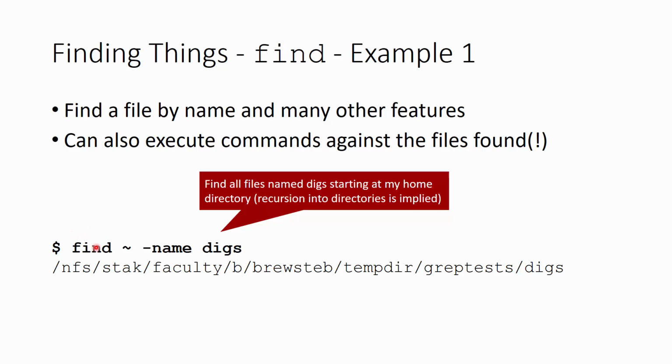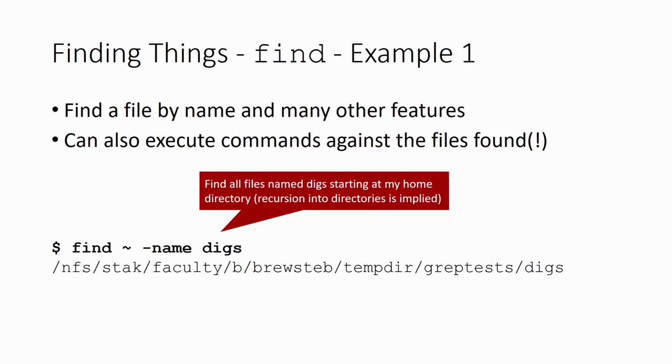So here I'm just saying find starting in tilde and down on, and use the name version. So find things by name. And the name of the file that I want you to find is the next argument, so digs in this case. So when I run this thing, it will start looking into a ton of different files until it finds it. And here it is in temp.dir grep tests digs.